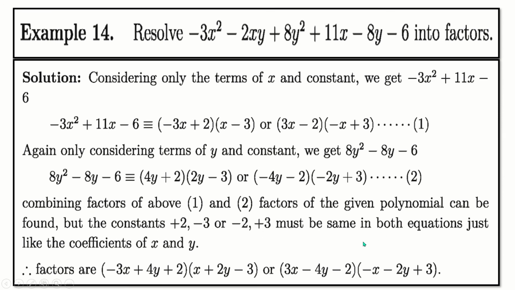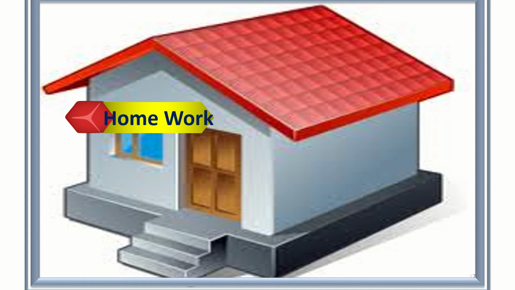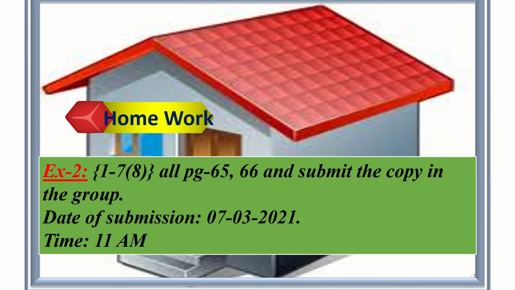Clear, everyone? Follow this, and you can easily solve problem 7 in your book exercise 2, where 8 math problems are given. That means 7.1, 7.2, 7.3, 7.4, 7.5, 7.6, 7.7, 7.8. So up to 7.8, that will be homework. Everybody will solve properly and submit the copy in the group. Date of submission is 7/3/2021. So today, after this, thank you to all, everyone.